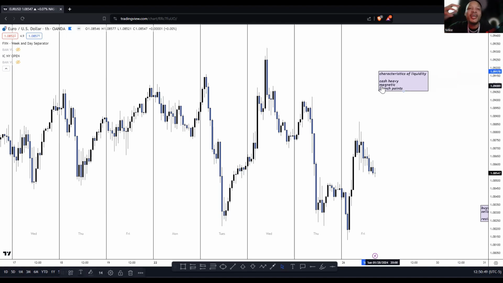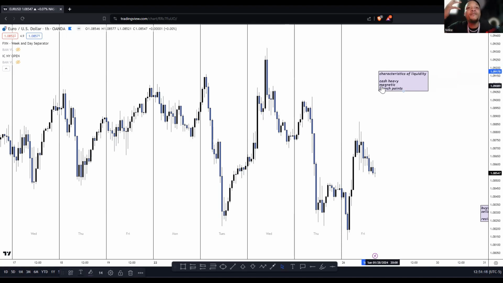So the reason that it's cash heavy is because these areas of liquidity are deciding areas in the market, right? Very cash heavy areas, because we know banks and these large institutions are trading these markets. These areas are pivotal areas in the market. There are a lot of reversals or a lot of decisions to be made in these key areas. It tends to be cash heavy, acting as a resistance or a support.